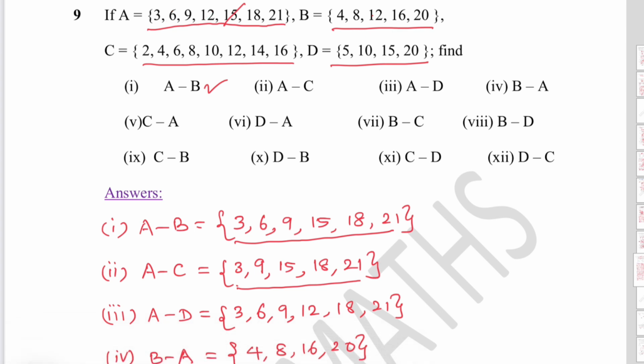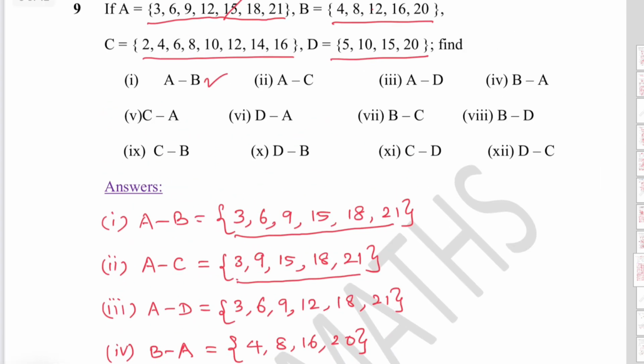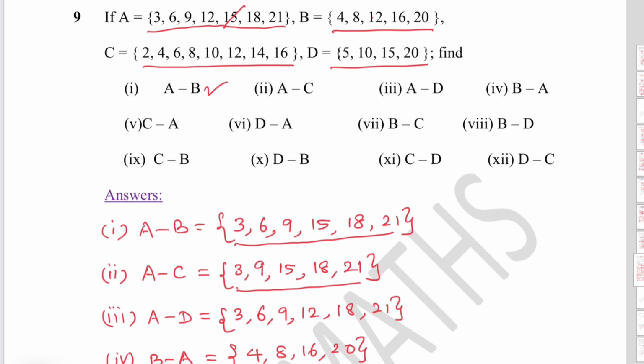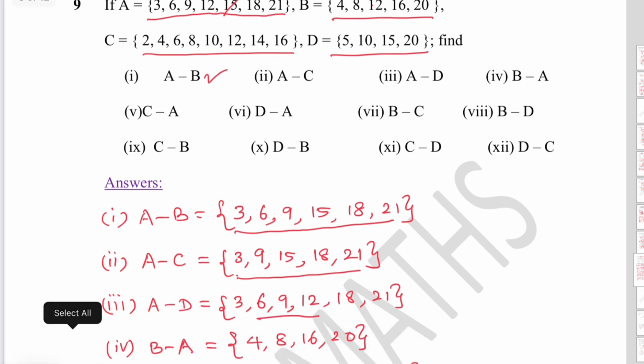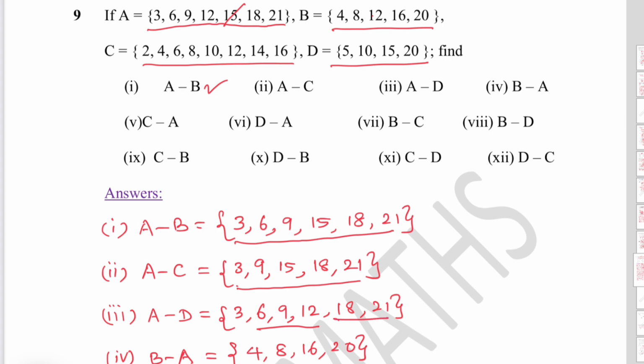So you can write 3, 9, 6, 9, 3, 6, 9, 12, 18 and 21. That is A minus D. Then B minus A. Now B minus A means set of elements in B which are not in A.